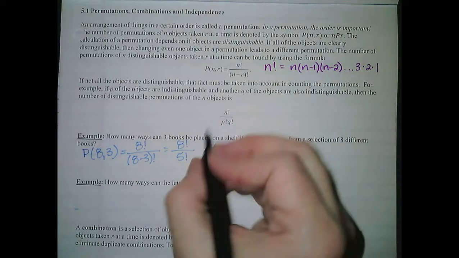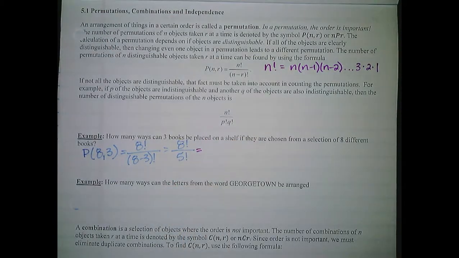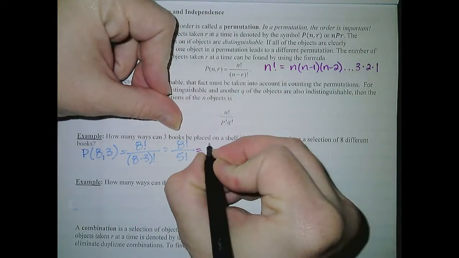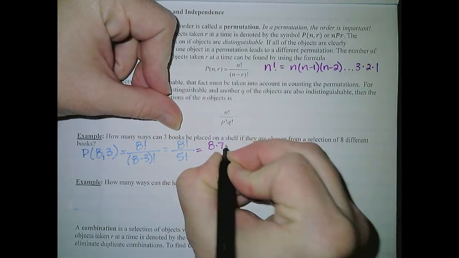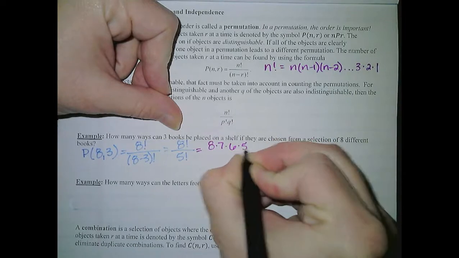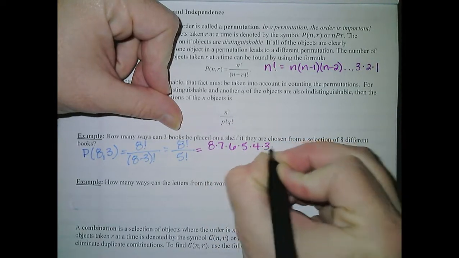So again, when we're looking at the factorial of a number, we're taking that integer and multiplying it by each consecutive integer less than that number all the way to 1. So for example, 8 factorial would be 8 times 7 times 6 times 5 times 4 times 3 times 2 times 1.